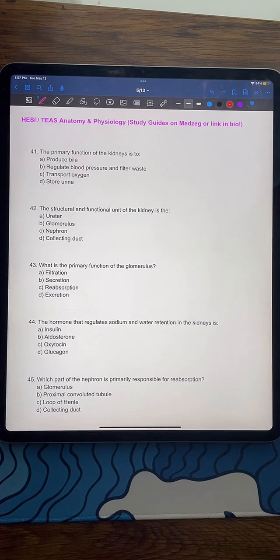Number 41, the primary function of the kidneys is to... What is the primary function of the kidneys?